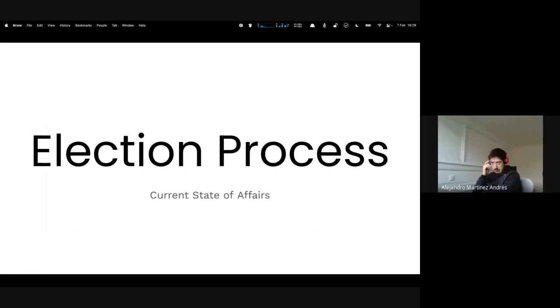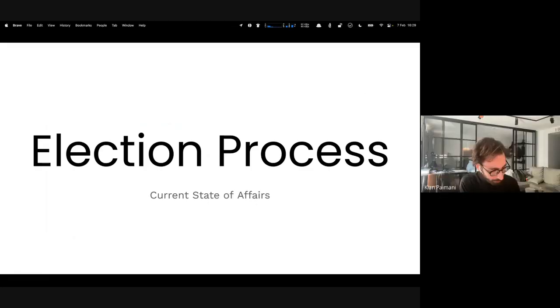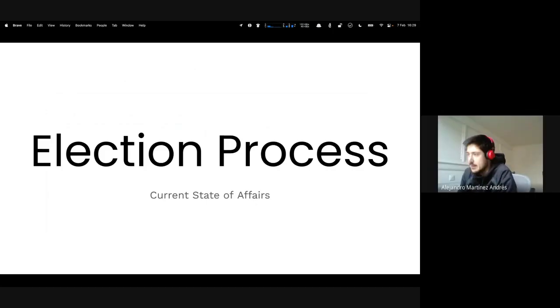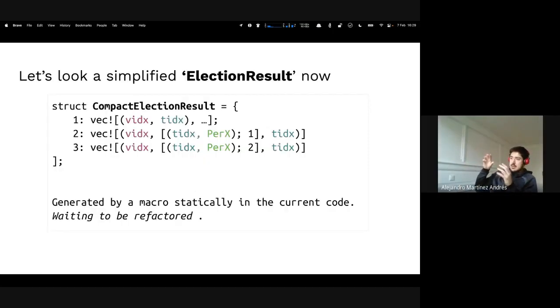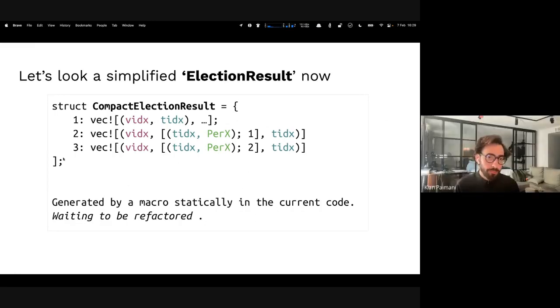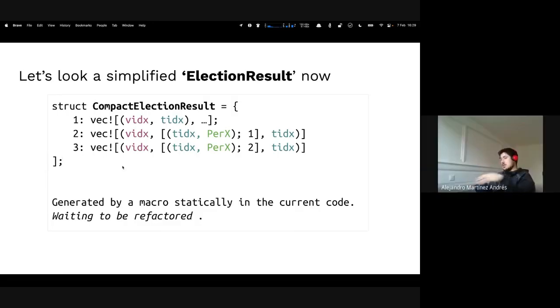I would like to ask something just to make sure that I have understood it properly. The compact thing, the last struct that you have shown, is that grouped by the number of nominations? So accounts with one nomination, accounts with two nominations, and so on, correct?